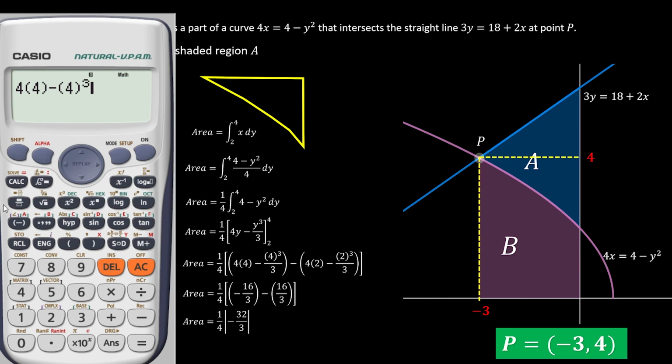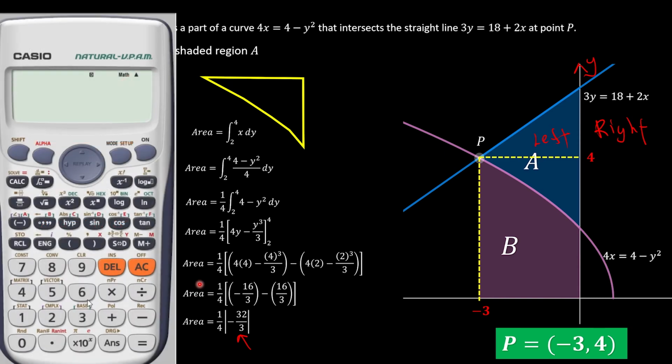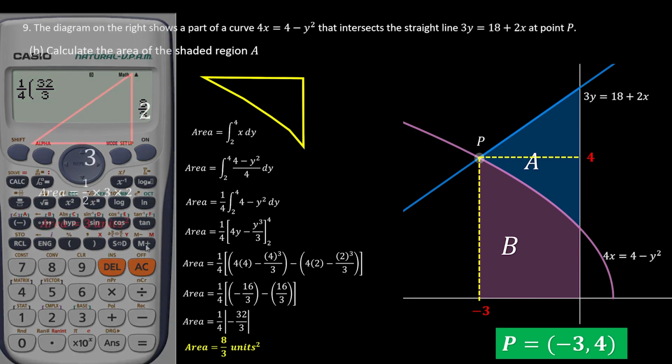And lastly, we have the answer has a negative. Why is the answer a negative? Because when we bounded to the y-axis, remember we said that right hand side will give you the positive answer, whatever to the left hand side of your y-axis giving us the negative answer. But since we know area has no negative, so we're going to put a modulus to make it become a positive answer. So after you compute, we have 8/3 units square.